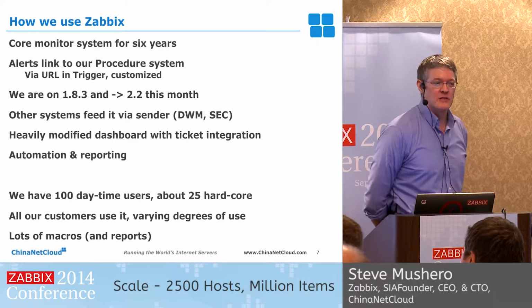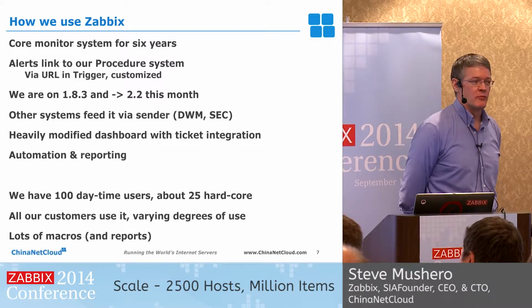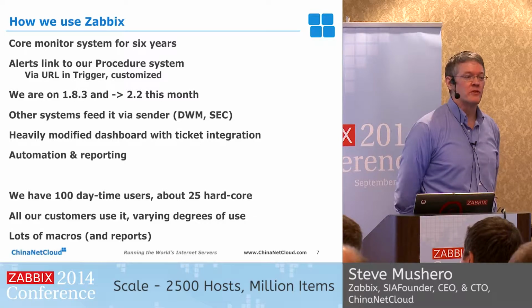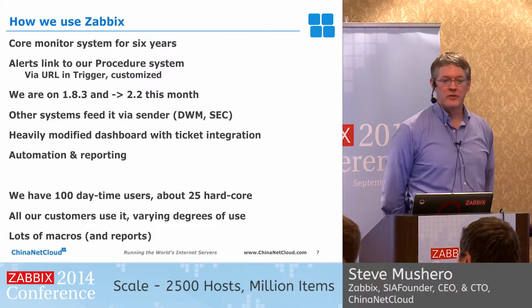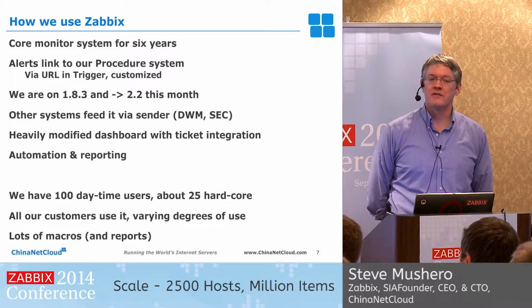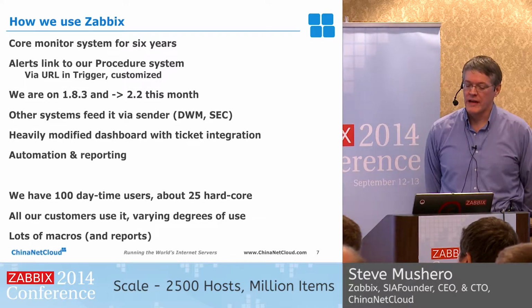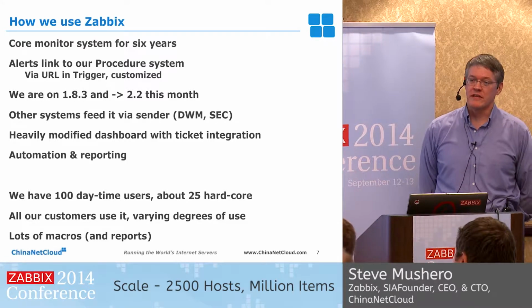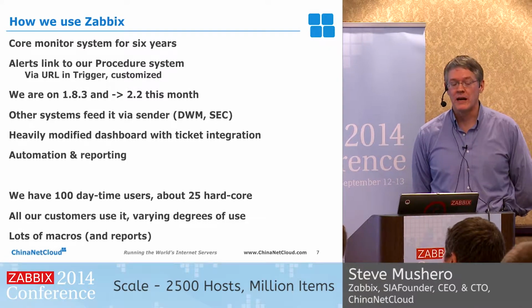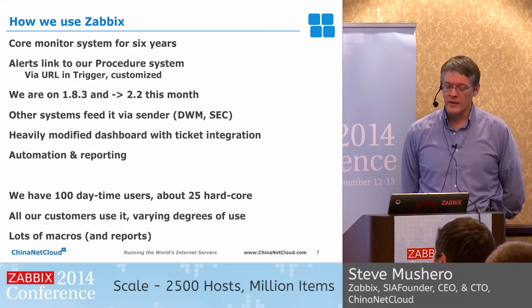The distributed nature of Zabbix is very important to us because we work globally. We work in actually hundreds of locations. So we don't have 2 or 3 data centers. We probably have 200 data centers around Asia and the world, so that causes interesting issues. We have heavily modified Zabbix to receive data from other systems, and I'll talk about how we do that. And lots of automated reporting.